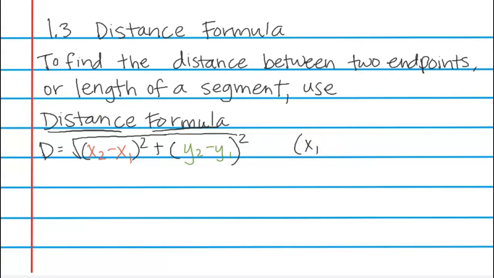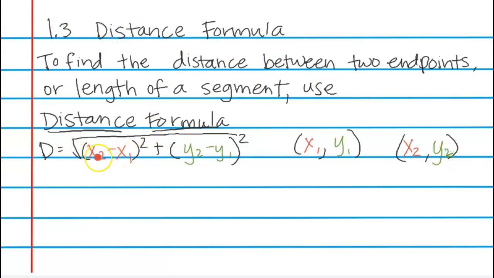Now recall from midpoint we already have used x1, x2, y2, and y1, and that comes from 2 points that we have. So we have a point x1, y1, and then we have a second point, which is x2, y2. So these are our 2 endpoints.